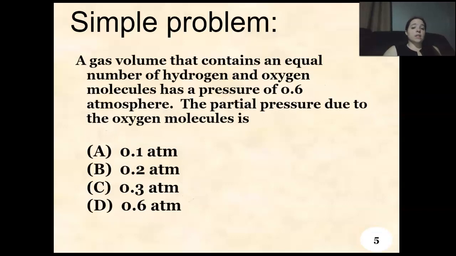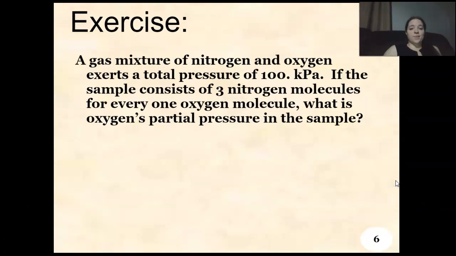All right, here's another one. A gas volume that contains an equal number of hydrogen and oxygen molecules has a pressure of 0.6 atmosphere. The partial pressure due to the oxygen molecules is what? So we know that there are as many hydrogens as oxygens. Keep it simple. One and one. One and one is two. When you add them up, they've got to go to six, so divide six in half, because there's two of them. Half of six is 0.3. Answer C. Pretty easy.